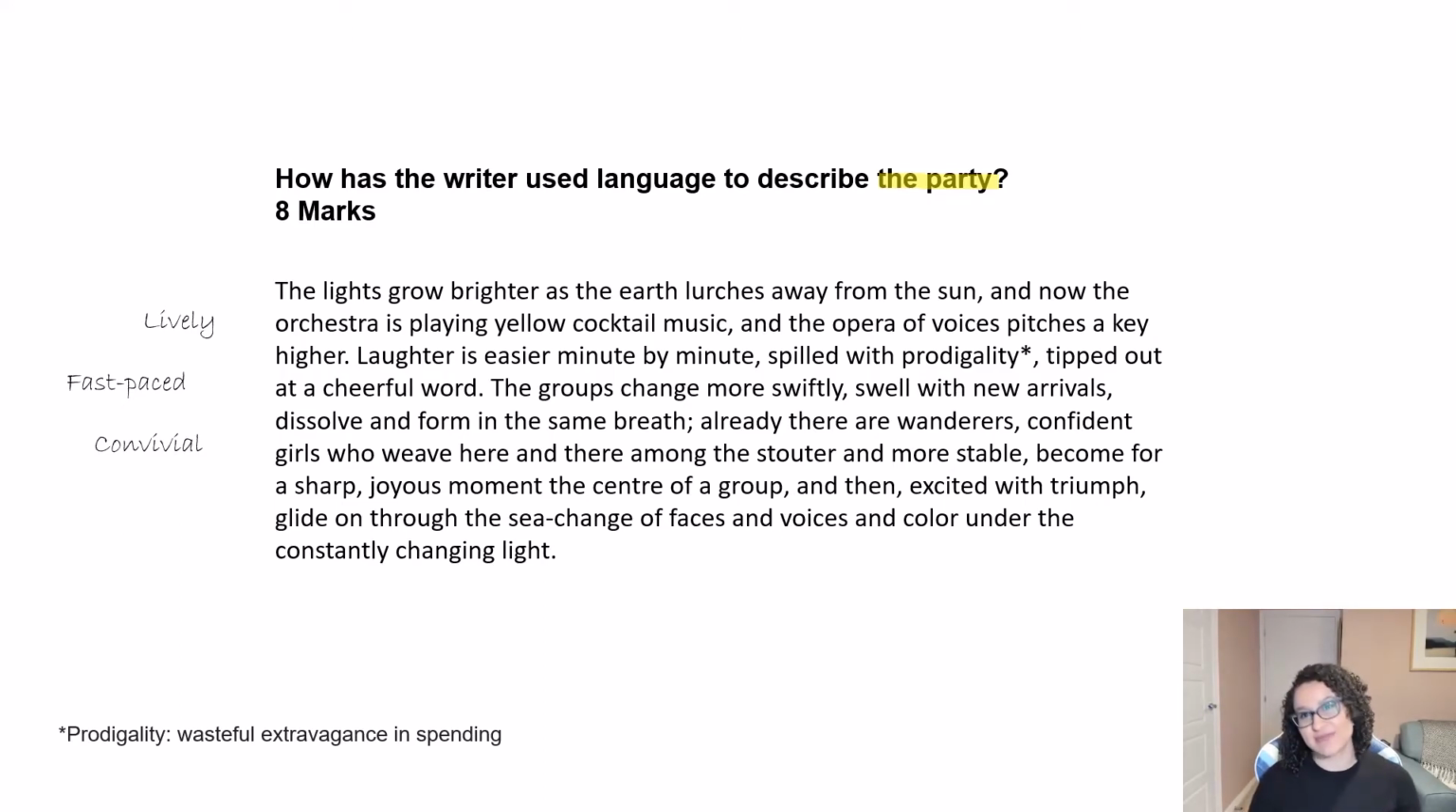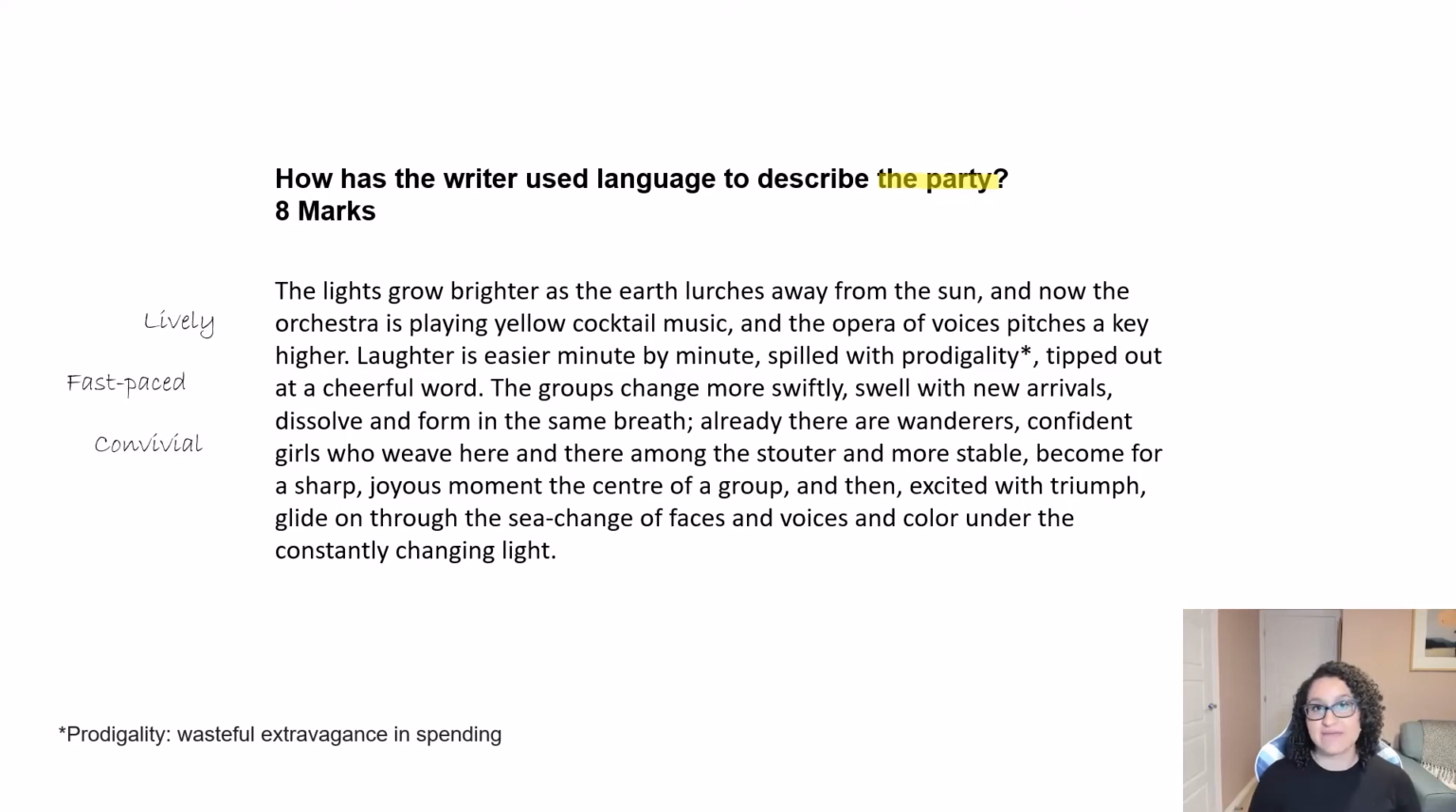Now that I've come up with my adjectives, I need to think about how I would prove those ideas. So I've got my interpretations: lively, fast-paced, convivial. How can I prove that those interpretations are valid? I'm going to have to do that by picking quotations and analysing how those quotations prove this is a lively party, this is a fast-paced party, etc.